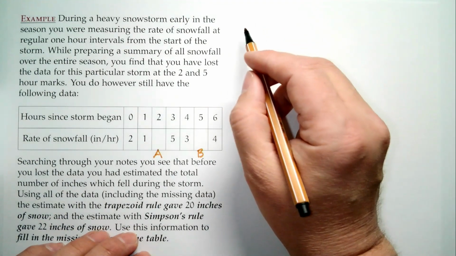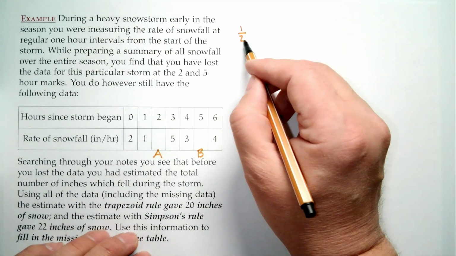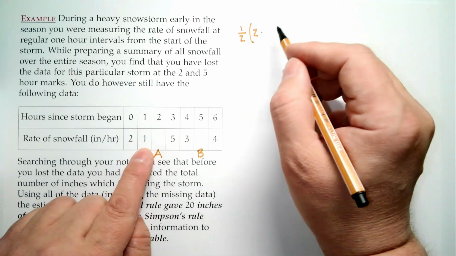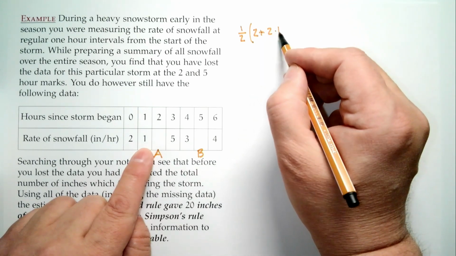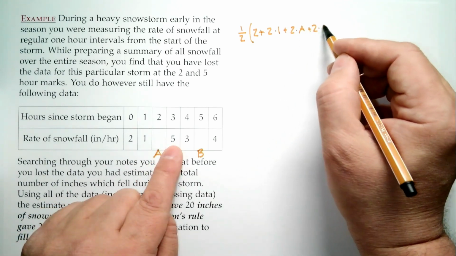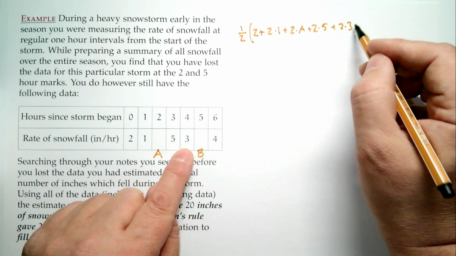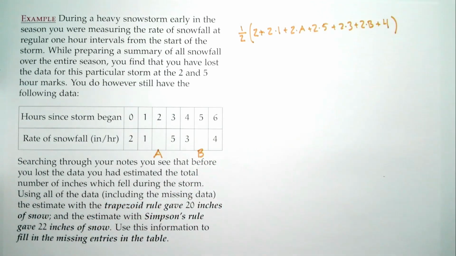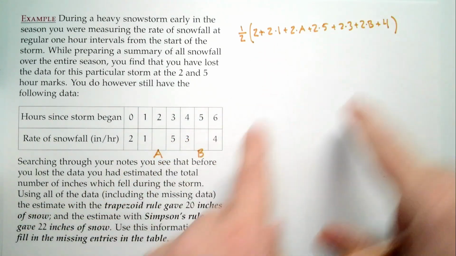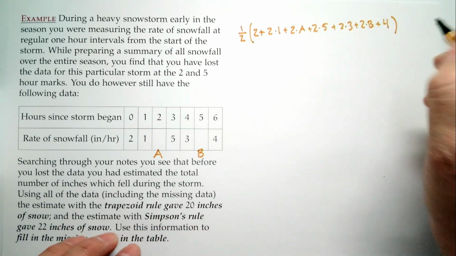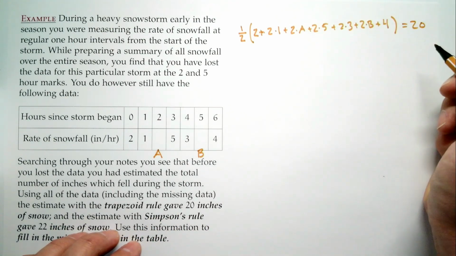So the trapezoid rule says it's your width divided by 2 times, you take just your first entry, which is 2. Then the second entry, you double it. So 2 times 1. Then you double your next entry, that's 2 times A. Then you double that next entry, and you're really doubling everything in the middle until you reach the end, and that one you leave alone. So I'm just taking the values at the end, that's the 2 and the 4. Everything else gets doubled, and I add it all up. Now, according to the trapezoid rule, we should get 20 inches. So that's equal to 20.